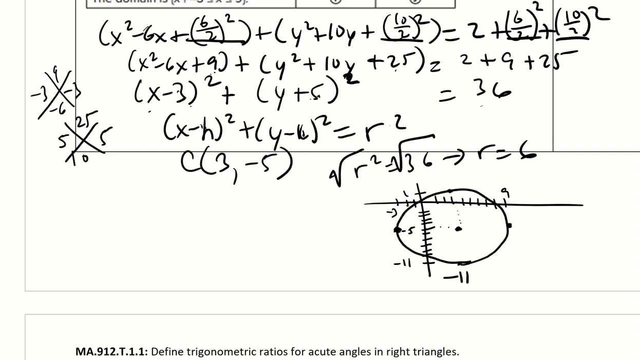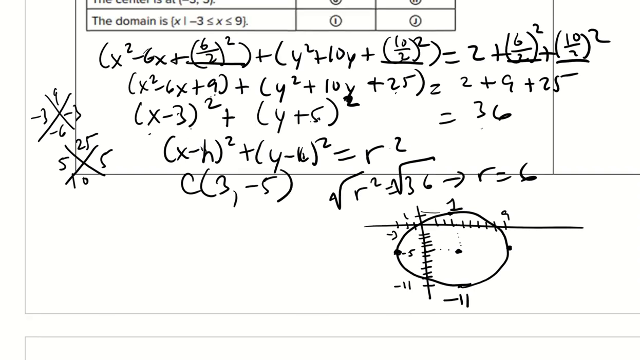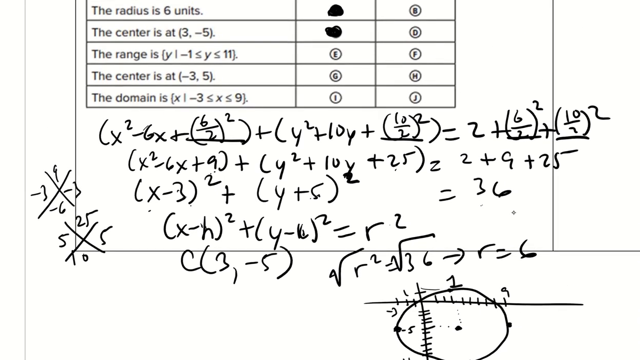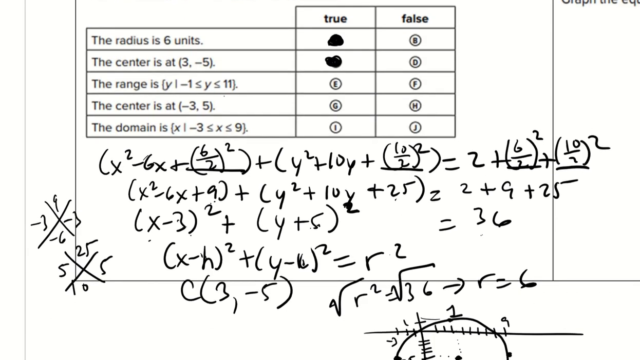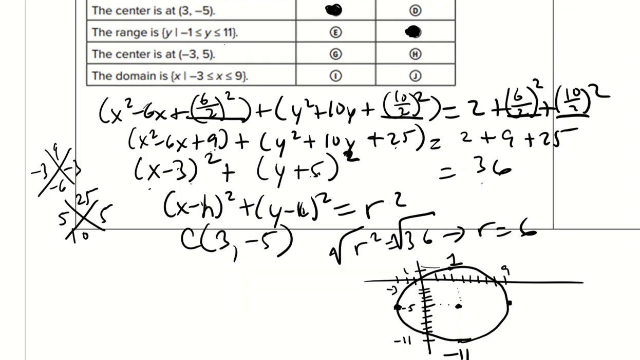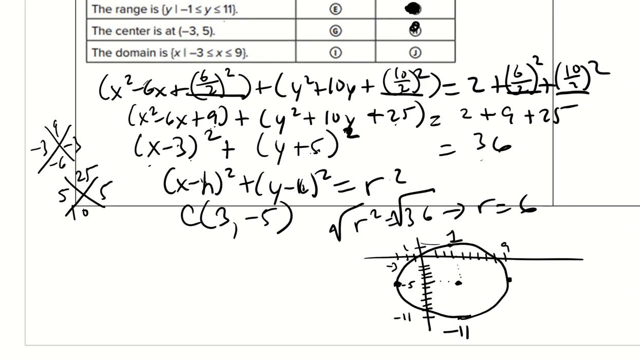Okay, so the lowest y value is -11. The highest y value is 1. That's the range. So the range is from -1 to 11. That's true. Oh wait, it's not from -1 to 11. I'm sorry. It's from -11 to 1. So this is actually false, right? And this is false as well.